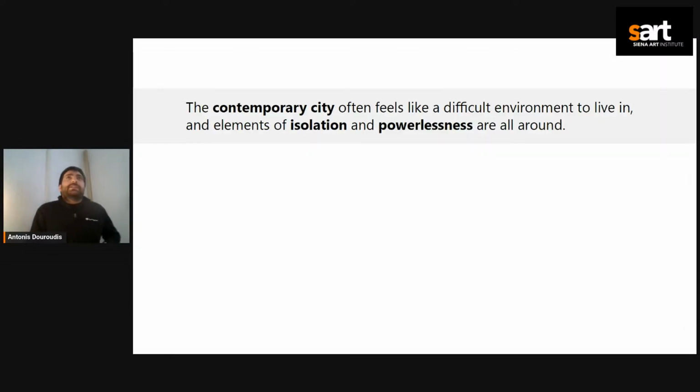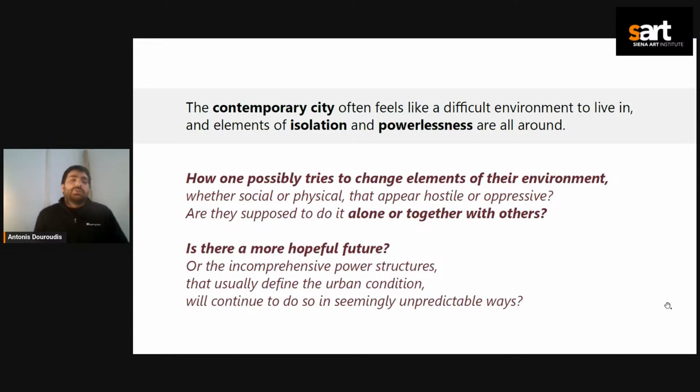My research starts from a personal, but also, I think, a collective realization that the contemporary city often feels like a difficult place to live in due to elements of isolation and powerlessness. So I try to find ways to culturally give some answer to questions of how one possibly tries to change elements of their environment, whether they are supposed to do it alone or together with others in a more collective way, and whether there is a more hopeful future for the situation that we find ourselves in.